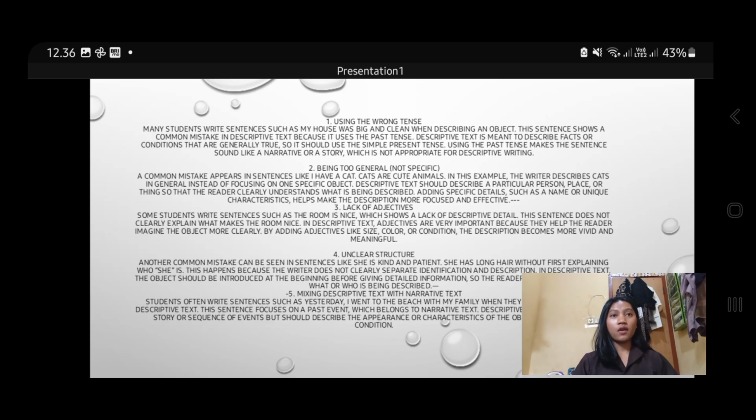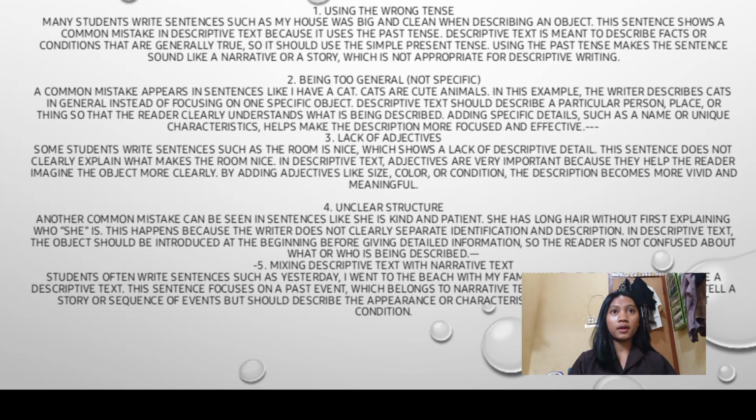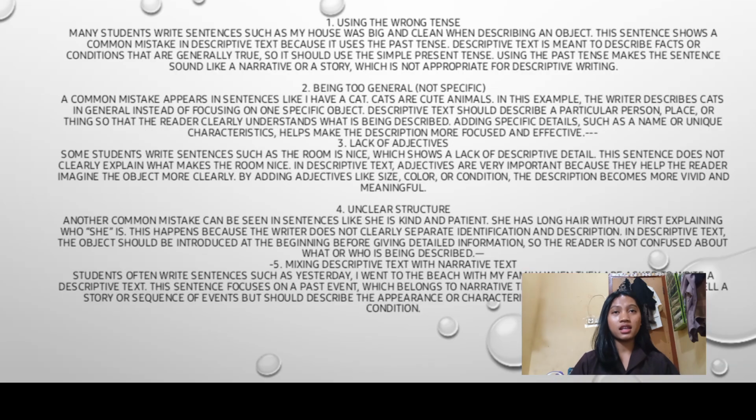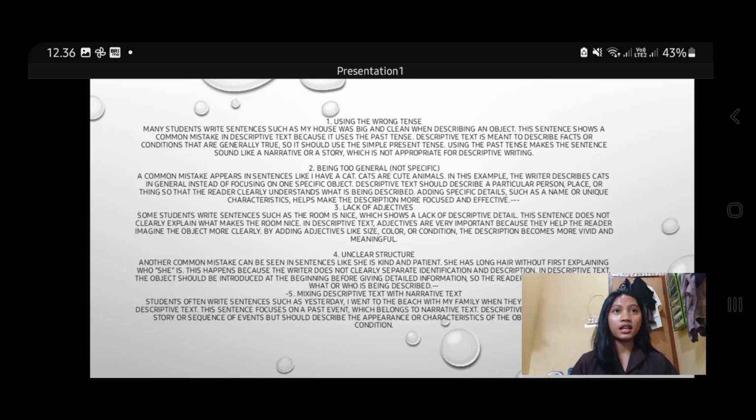And next, I will explain about the common problems when we write descriptive text. The first is using the wrong tenses. Many students write a sentence such as "my house was big and clean" when describing an object. This sentence shows a common mistake in descriptive text because it used the past tense.